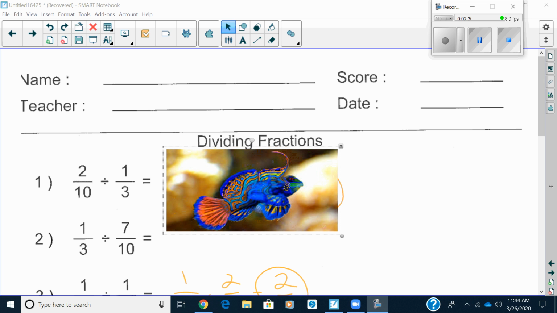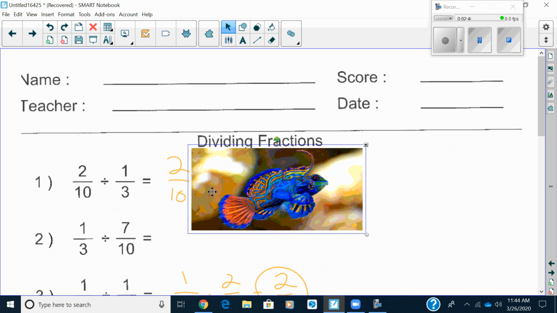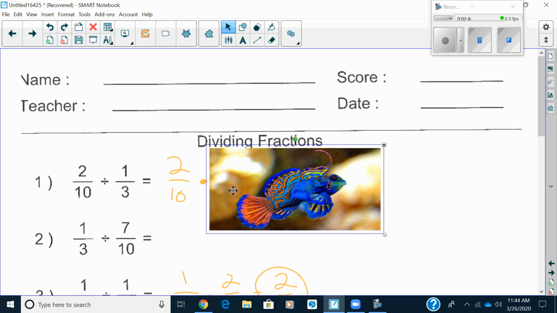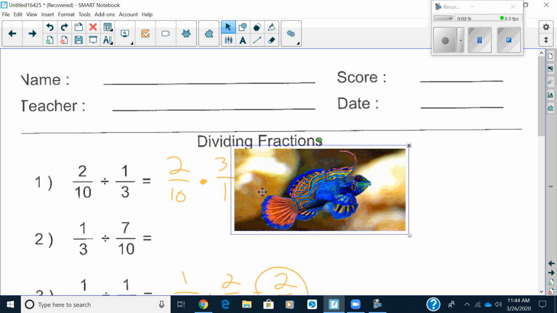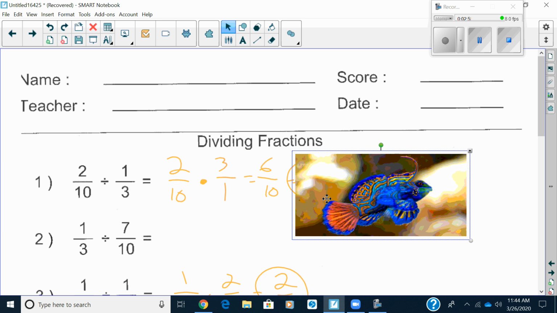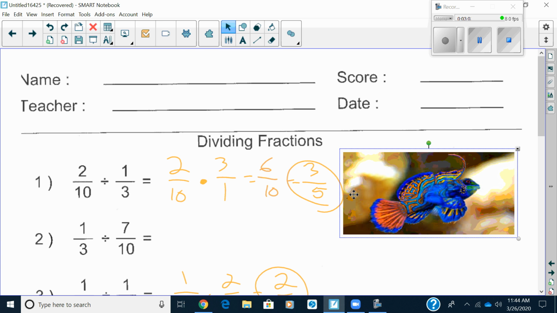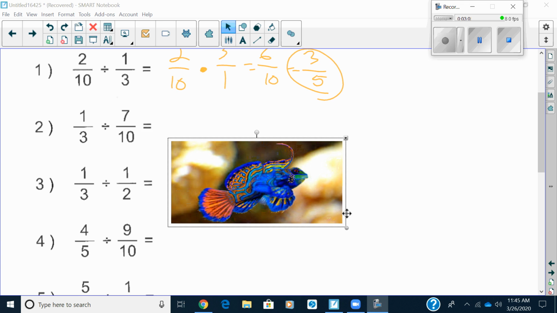Let's try to go on to the procedure. So here we have 2/10 divided by 1/3. We keep this the same. It doesn't change. That's how much we have. And we found through doing this over and over again that if we multiply it by the reciprocal, or flip it, we will get the correct answer, 6/10. 2 times 3 is 6, 10 times 1 is 10. We can simplify that to be 3/5.